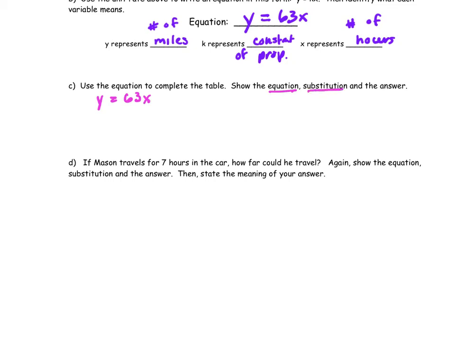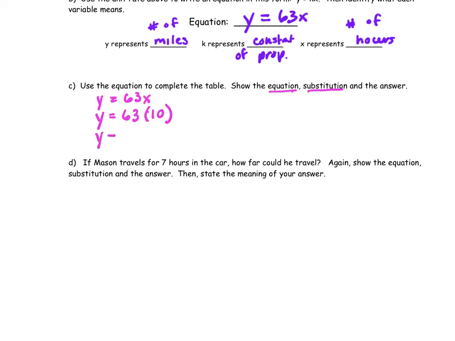This is the equation that represents this table. Then it asks to show the substitution. If you recall, we were not given the y value. That's what we want to know. So I cannot substitute anything in for the y because we don't know that number. We're trying to find that out. 63 is a constant, so it will stay in our equation. And x, they gave us the x value of 10. So I'm going to substitute 10 where the x is in this equation. And so now we have enough information to figure out what y equals.